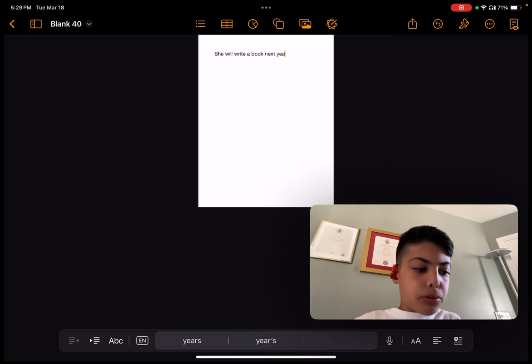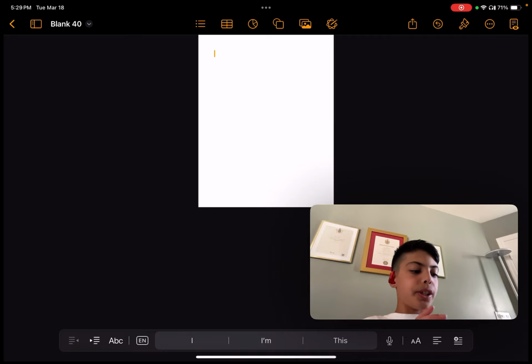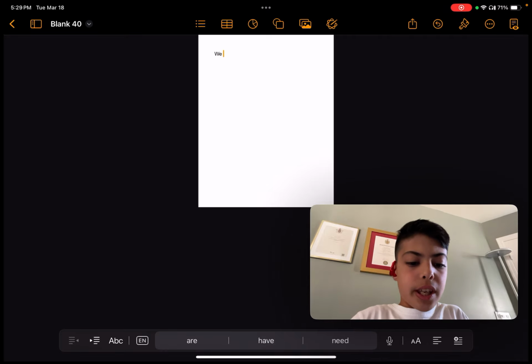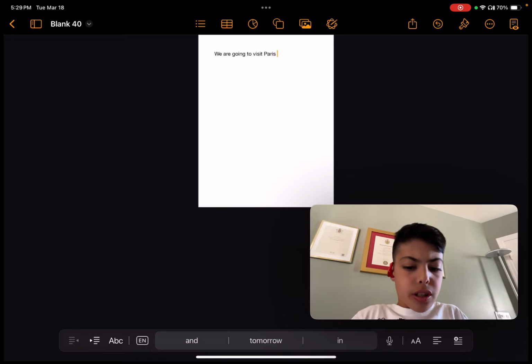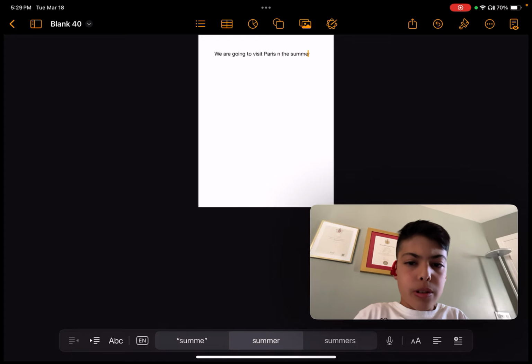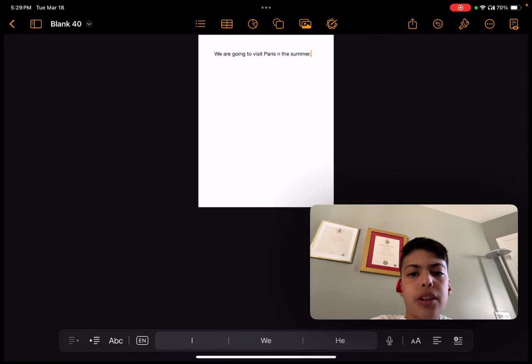And another example of a future where you're not using will but you're using going to is we are going to visit Paris in the summer. That would be another simple future tense verb.